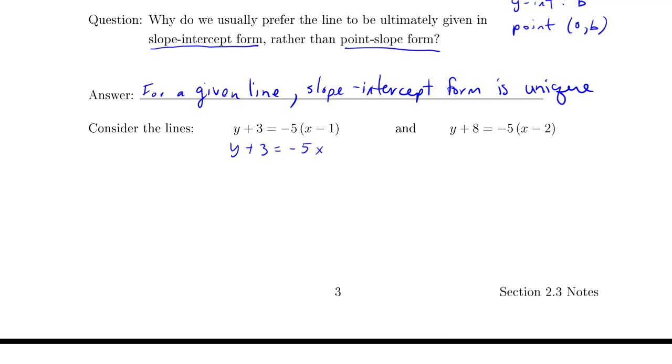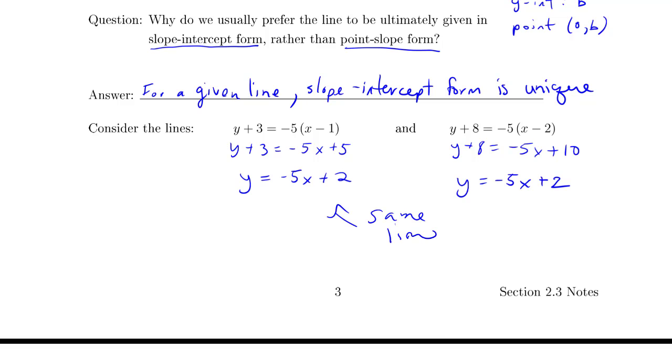it's negative 5x plus 5, y is negative 5x plus 2. Over here, y plus 8 is negative 5x plus 10. y equals negative 5x plus 2. So indeed, these are the same line. Okay, so while that was difficult to see from the original point-slope forms, it's easy to see from the slope-intercept. So that's why we often like it.